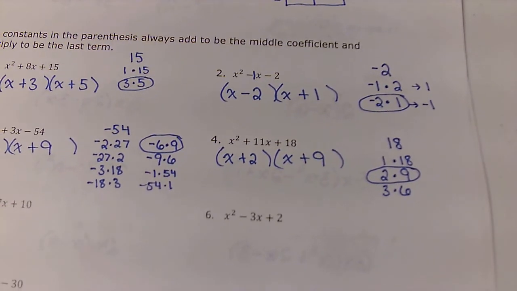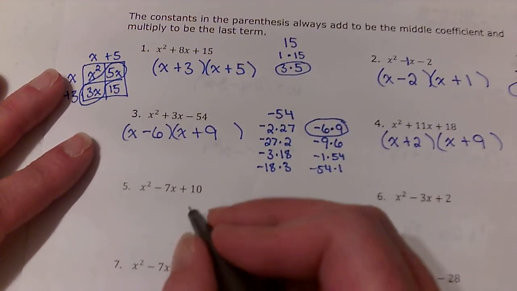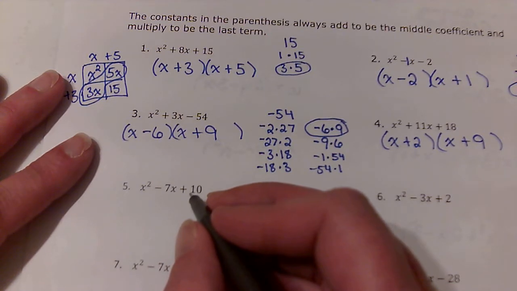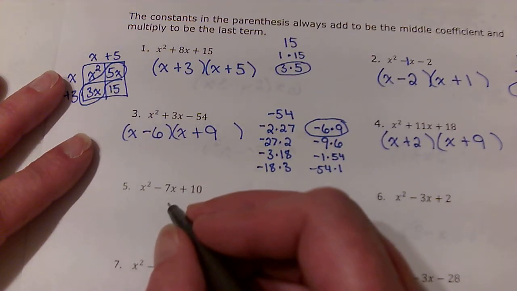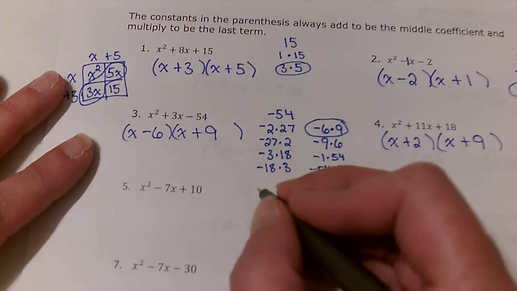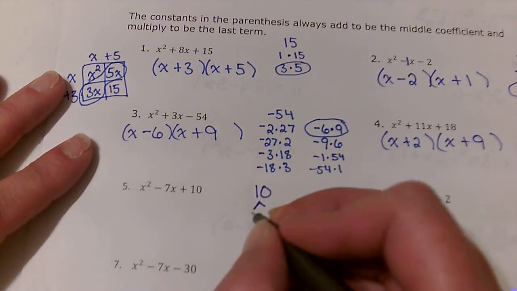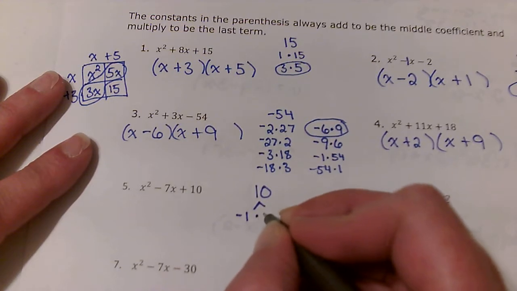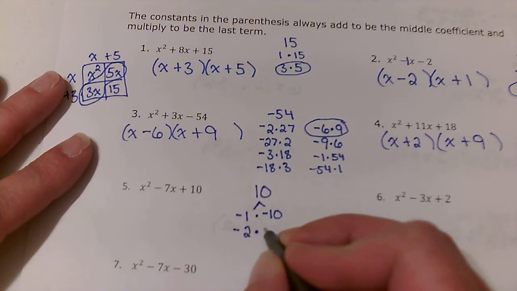Now the next two examples have something interesting. This is a positive number at the end, but a negative that we're adding to be. So how would that happen if I have two numbers that add to be a negative but multiply to be a positive? Well, they both have to be negative. So my options are, I could have a negative 1 times negative 10, or a negative 2 times a negative 5.